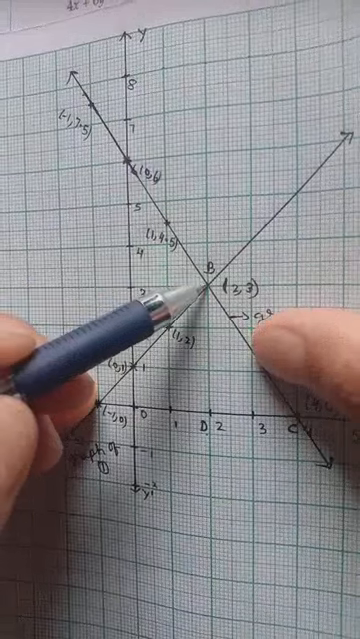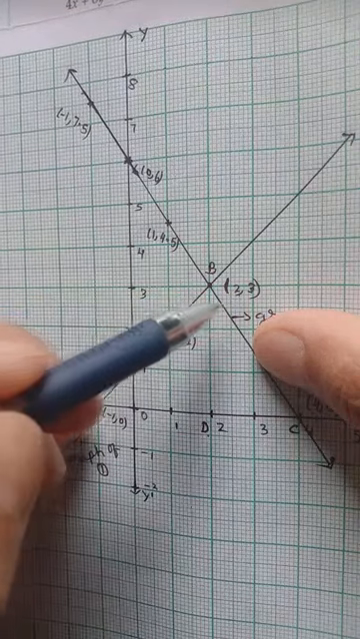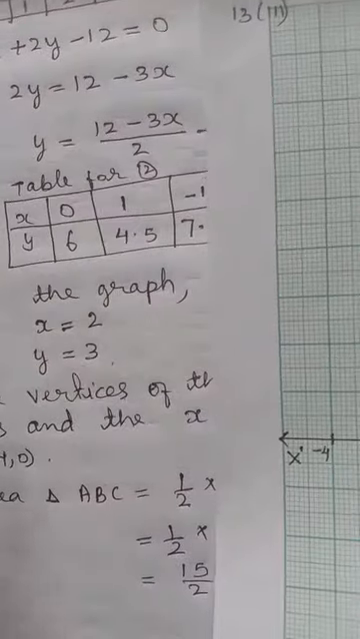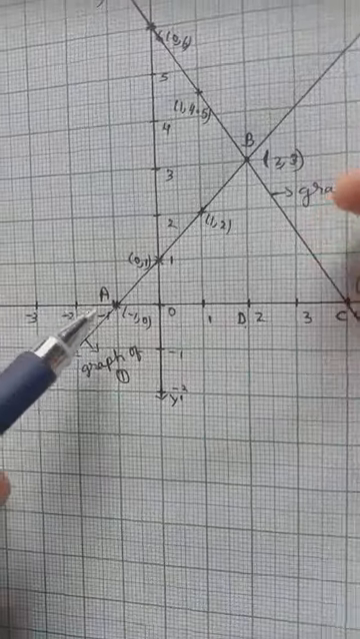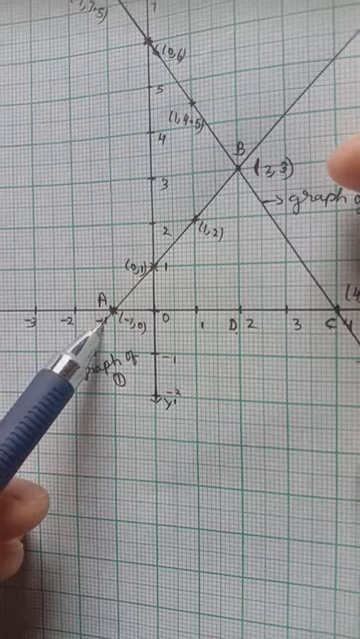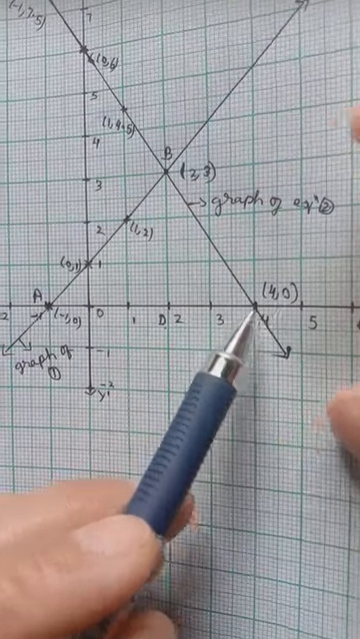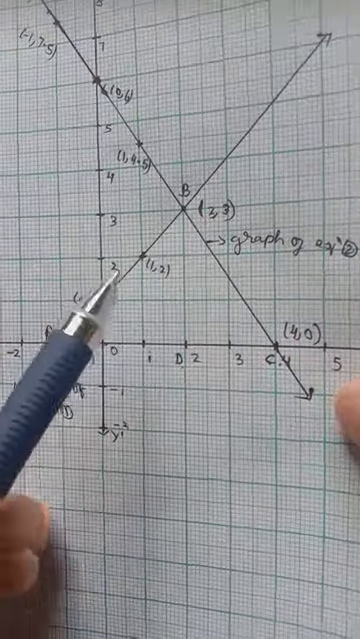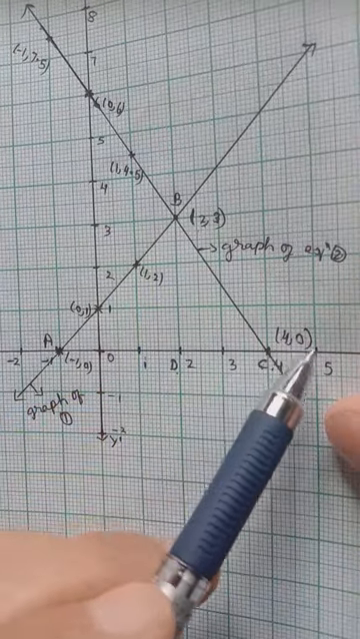So now we have to solve. We need to see the point where they intersect. Here you see x is equal to 2, then y equal to 3. You can write, from the graph, x equal to 2, y equal to 3, that means the point where they intersect. Next, we have to find the vertices. Here x is minus 1, on the x-axis y will become 0. Then here x is equal to 4, and because it is on the x-axis, y will be 0. So the required vertices are minus 1, 0; 2, 3; and 4, 0.